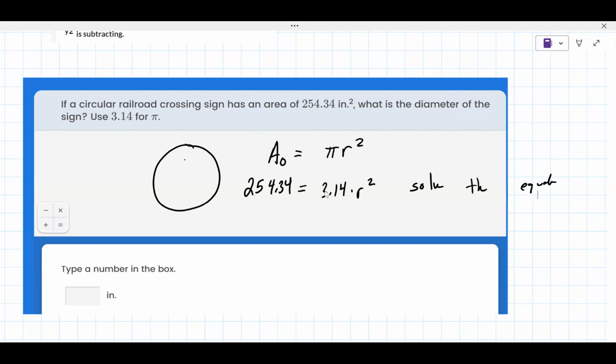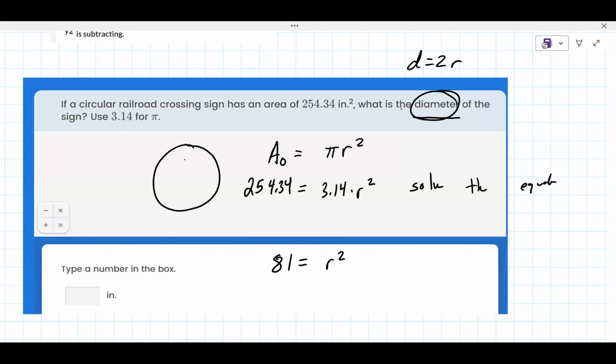That's like 81. Okay, is that what they're asking for? They're asking you to solve for r squared, or are they asking for the r or something else? I think they're asking for r squared. Yeah. Okay, they're actually asking for the diameter. Oh, the diameter is 2 times the radius. Do you know the radius at this point?